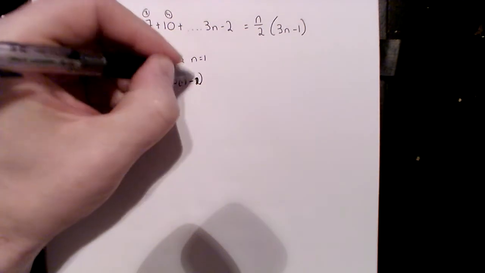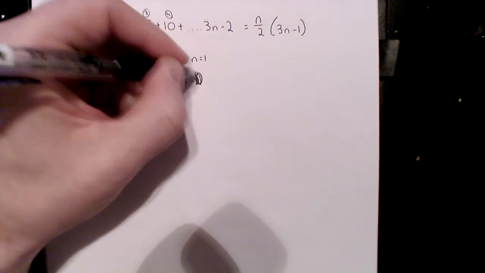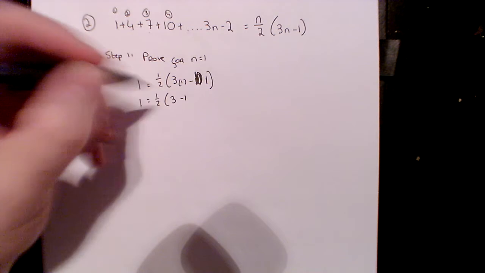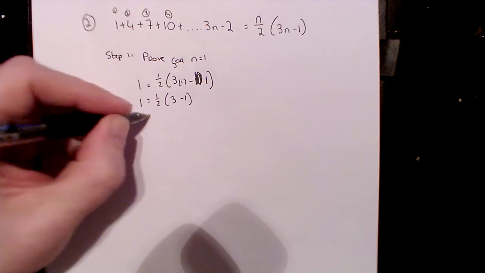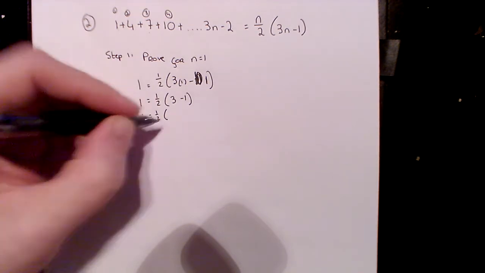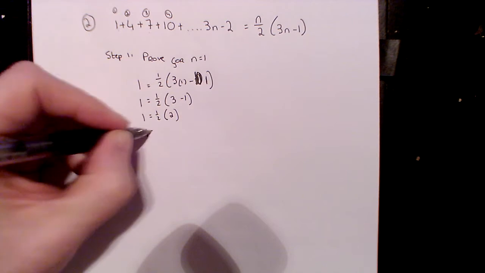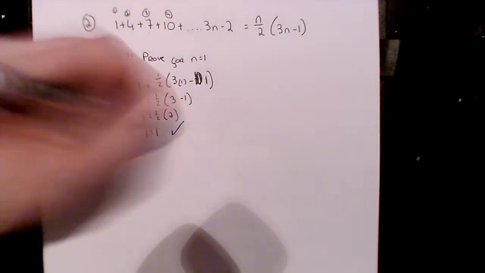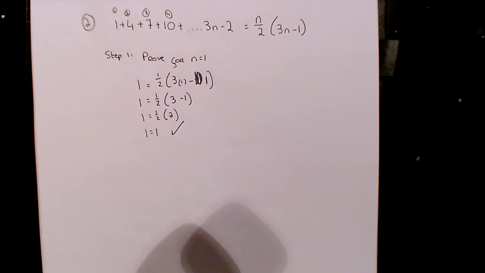Okay, sorry, that should be a 1. So 3 ones are 3 minus 1. So 1 equals a half. 3 minus 1 is 2. And a half of 2 is 1. So yeah, it works for the first term.